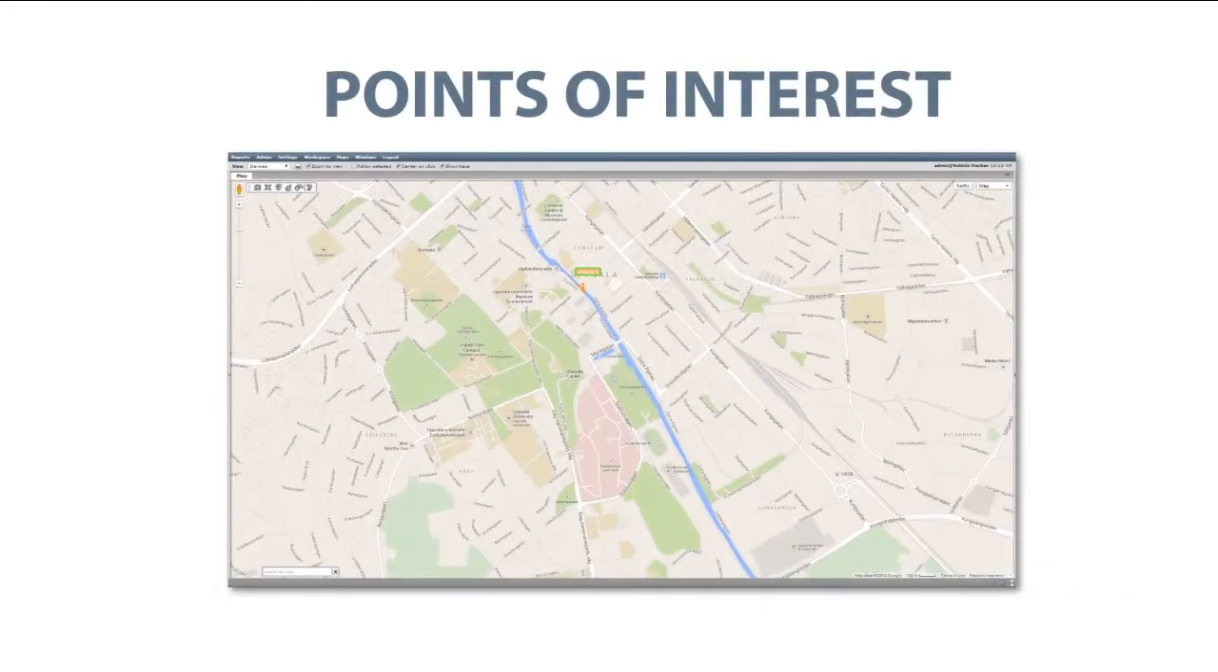Points of interest, or POIs for short, are used to mark a location on the map and can be used in a number of ways. POIs are used together with navigation and the dispatch of jobs, as we will see later in this video.